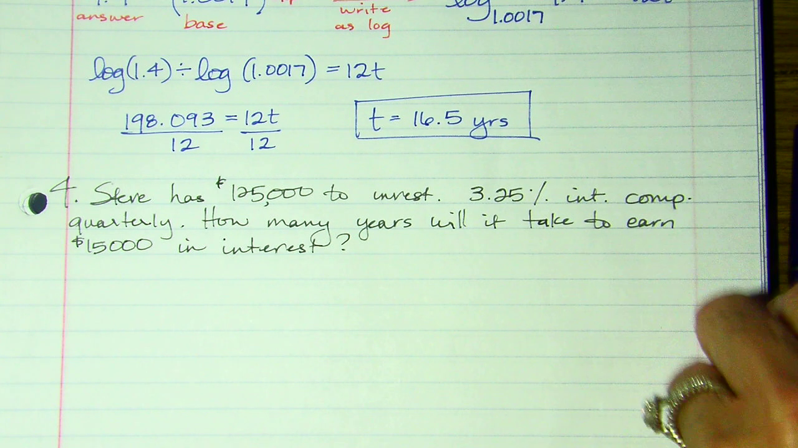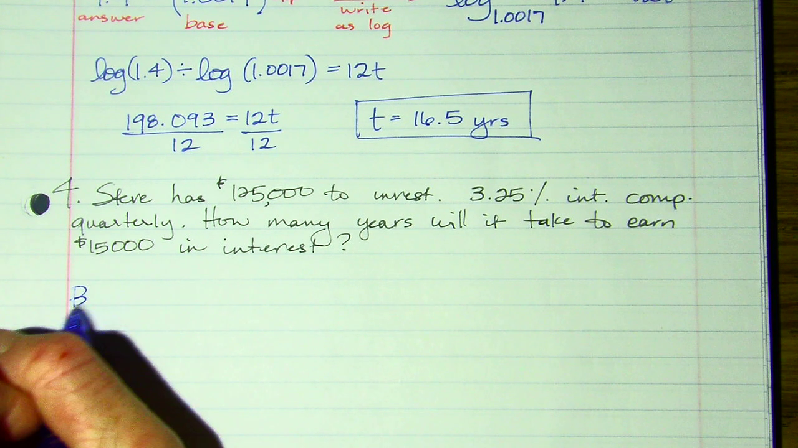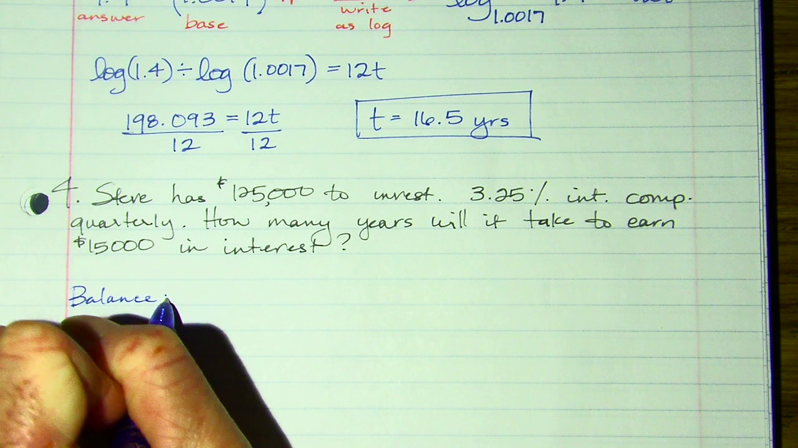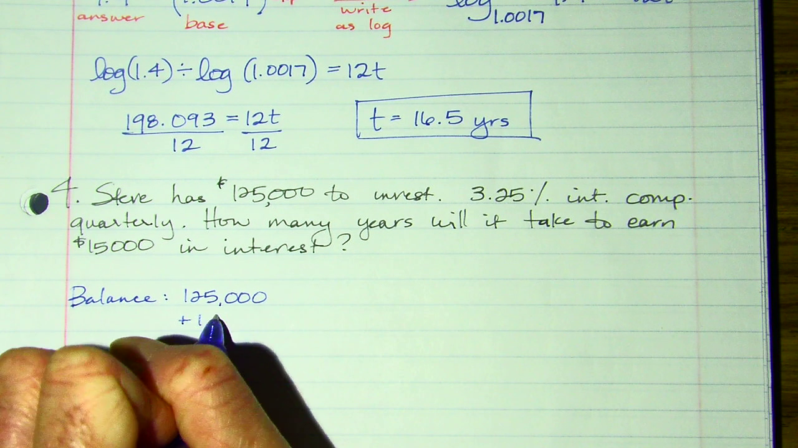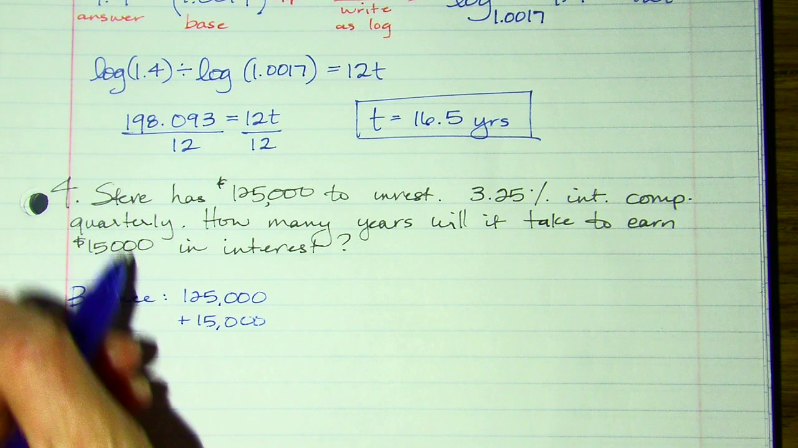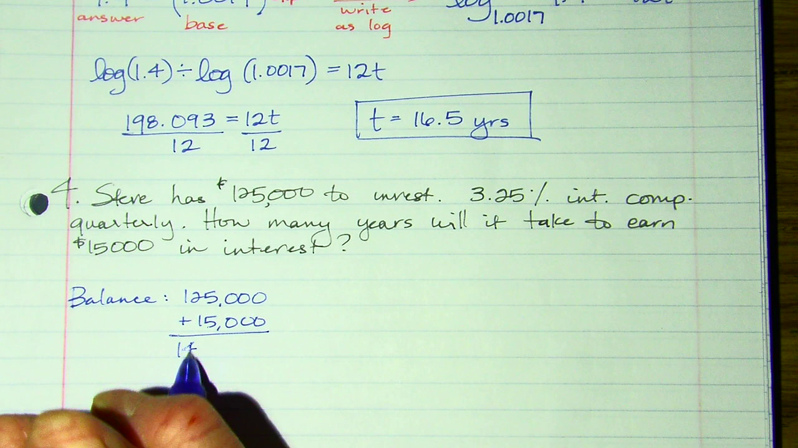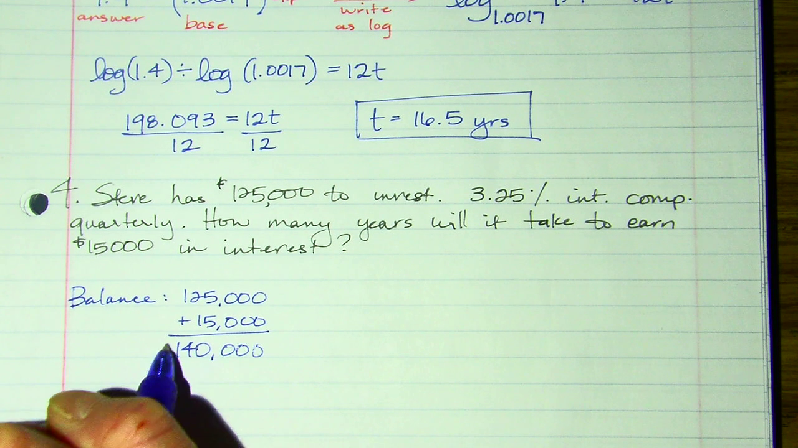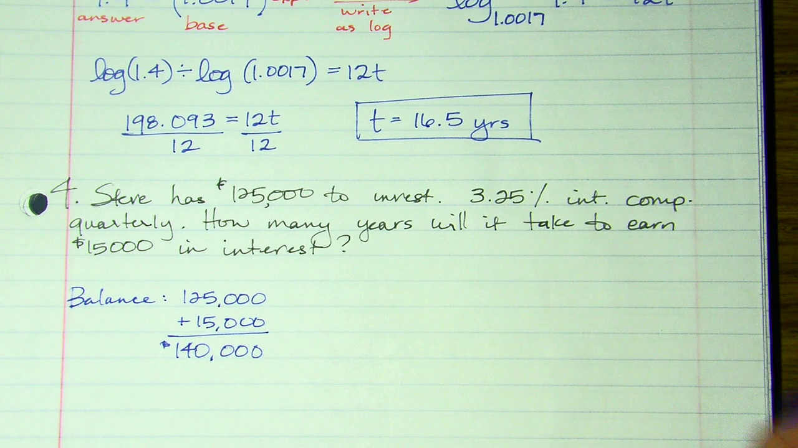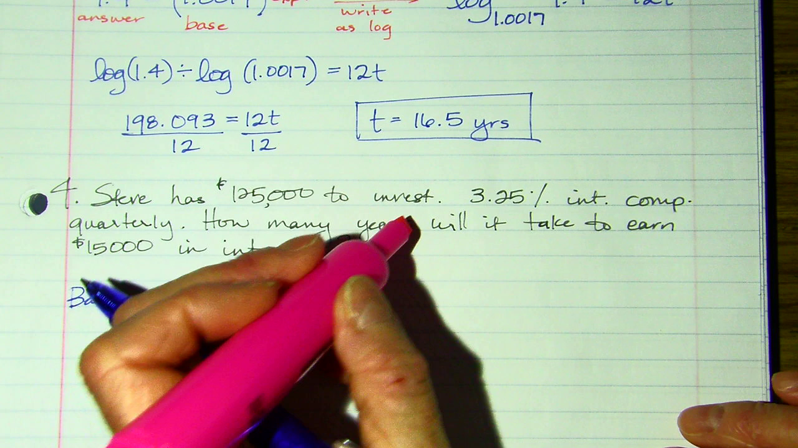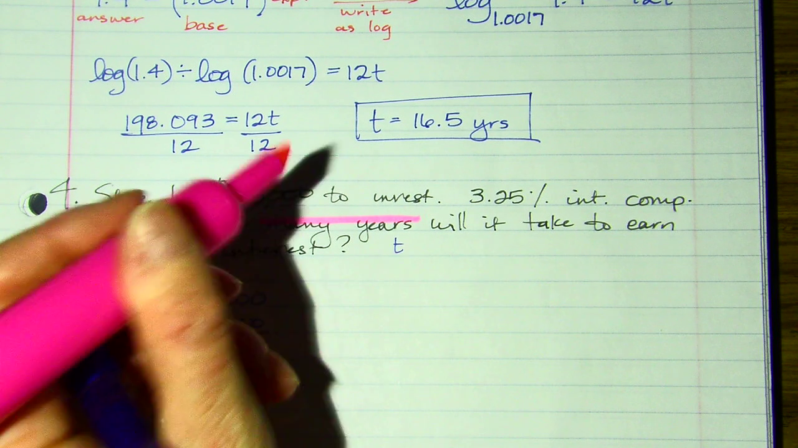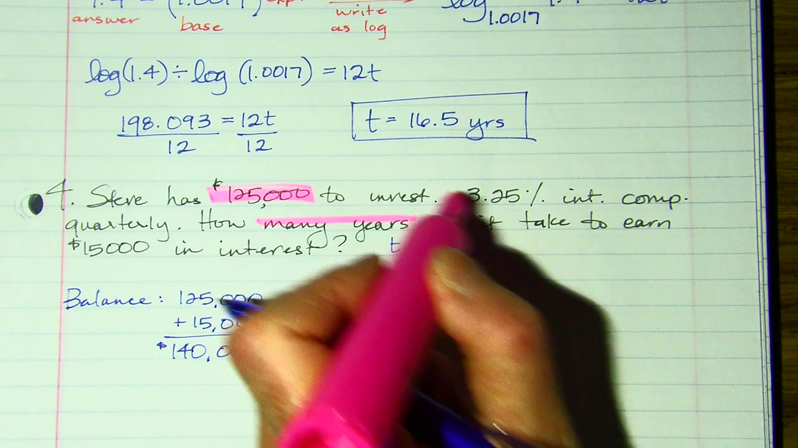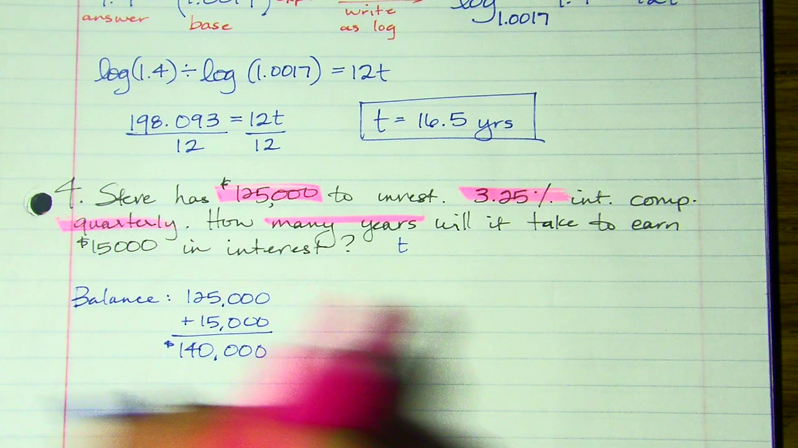So he's asking for a balance of 125 plus the 15,000 in interest. So he's asking how long will it take to have 140,000 in my account. And he's talking about years. So I know I'm looking for a time, t. So I've got my starting deposit, interest, quarterly.